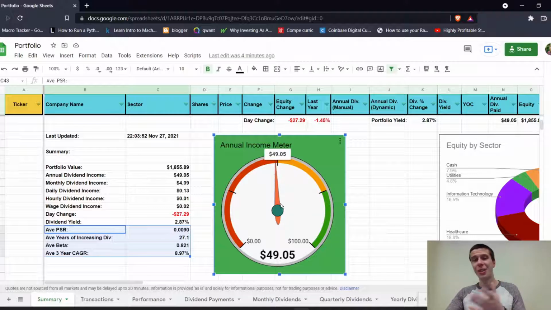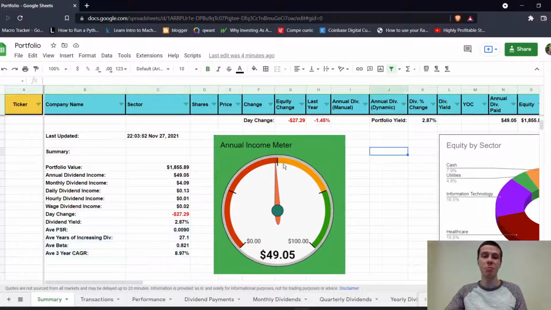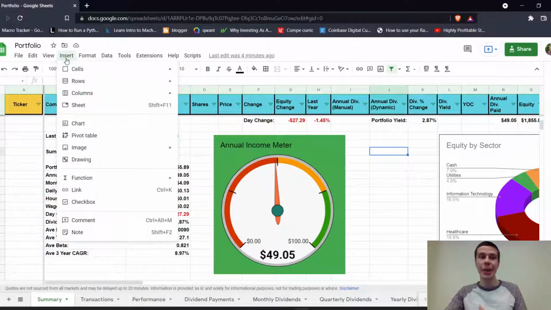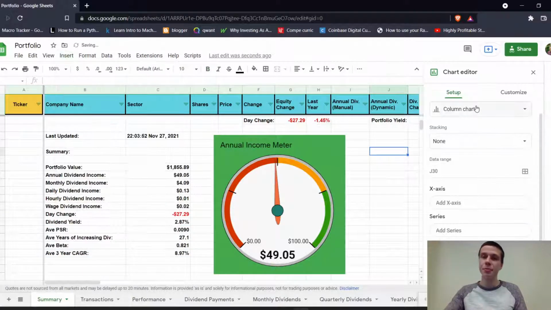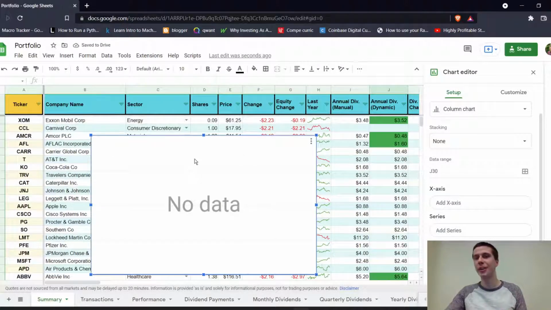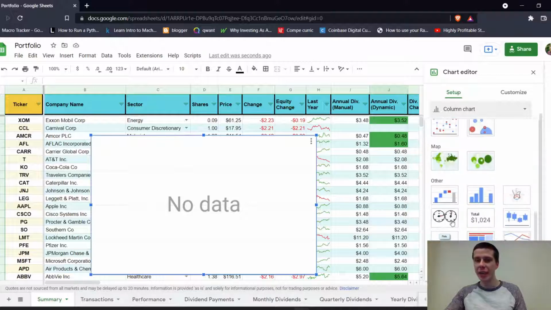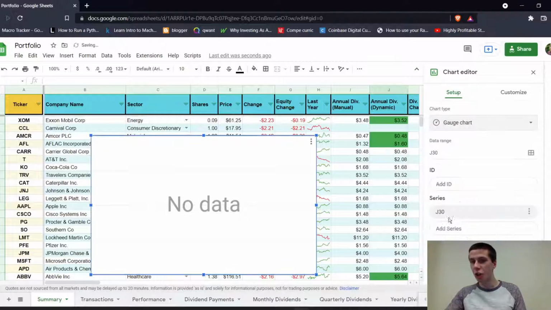And I like this one. I think it's just kind of cool. It's actually called a gauge. So if you want to make one of these, I'm just going to walk you through the process of making it. We can just click insert chart, and then it's going to create us a generic chart right here. But we want to go down here on the type and select gauge. So that's right down here under other, gauge chart.